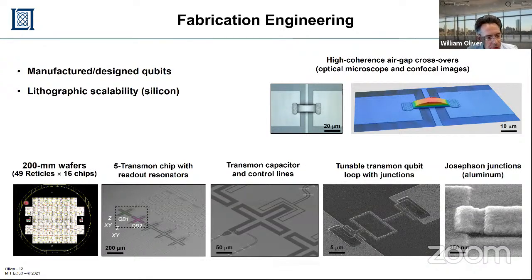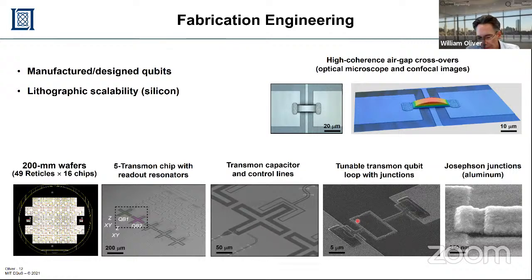What I'm showing here is a 200 millimeter wafer with lots and lots of qubits on it. If we zoom in on one chip, here are 5 qubits in a row. And you can see some readout resonators up here and some control lines down here. Zooming in on one of these qubits, this plus is actually the capacitor. This is one of the plates and the other is ground. So it's a lateral capacitor.